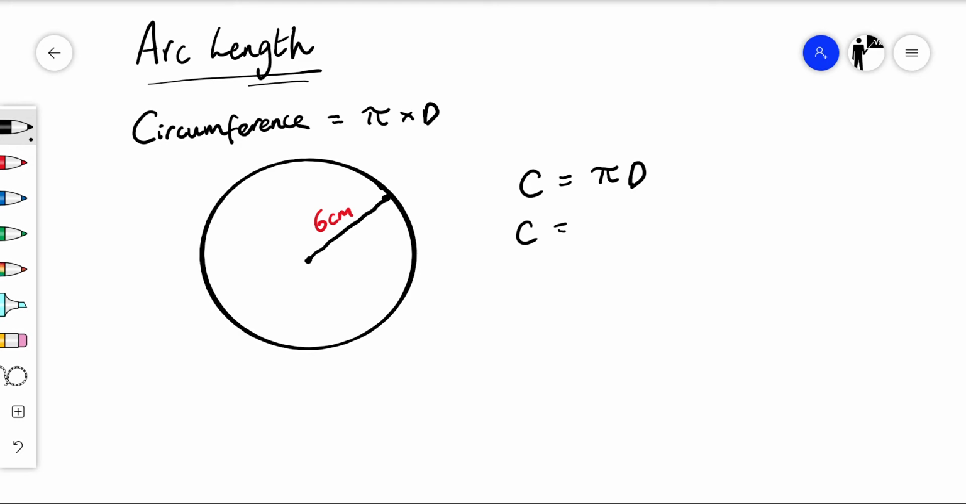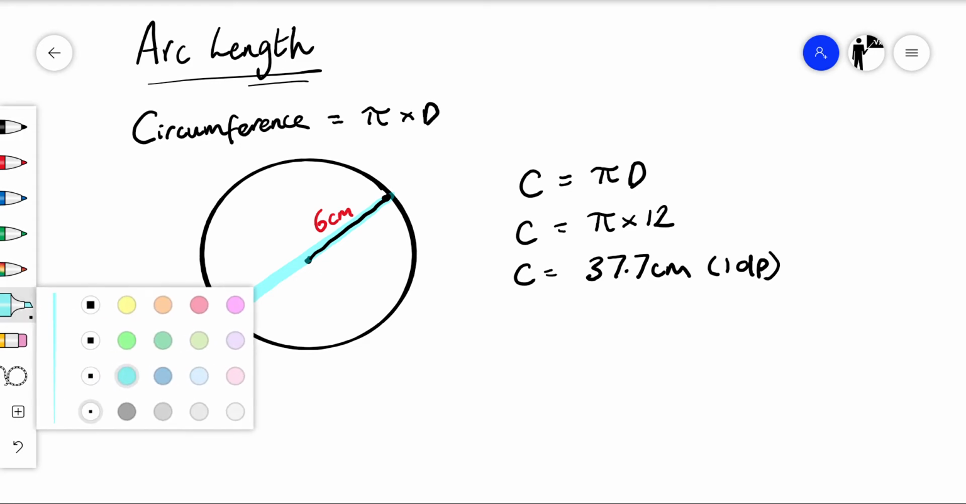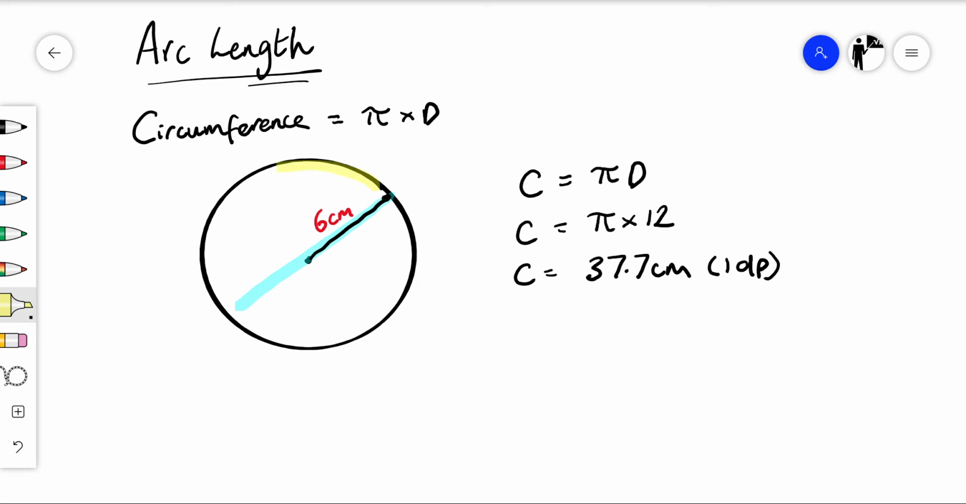So circumference is equal to pi times the diameter of 12. Remember, diameter would be the distance that goes the full way across, so 6 times 2. And if you just do that in the calculator, pi times 12 into 1 decimal place, that is 37.7 centimetres. Essentially, what we have calculated there is this length around the outside, almost if you like the perimeter of the circle.